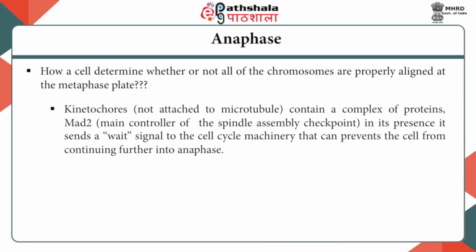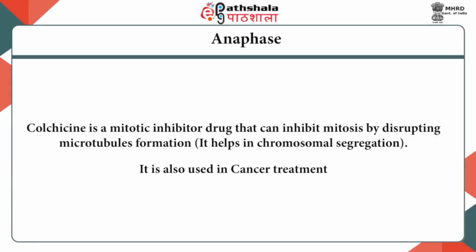Actually, presence of MAD2, which is the main controller of the spindle assembly checkpoint, at those kinetochores which are not attached to microtubules, sends a wait signal to the cell cycle machinery that arrests the cell cycle before anaphase. Colchicine, which is commonly used in cancer treatment, is a mitotic inhibitor drug. It can disrupt microtubule formation, which plays an important role in chromosomal segregation.